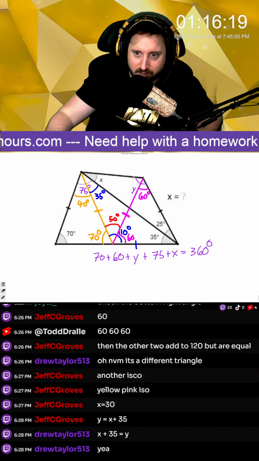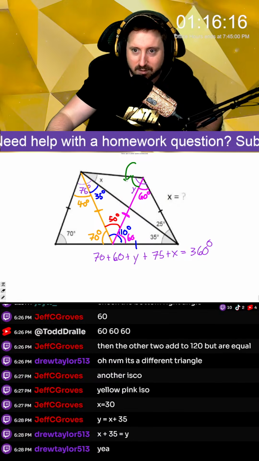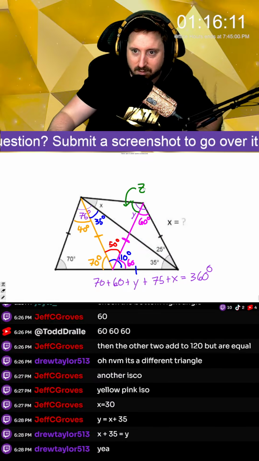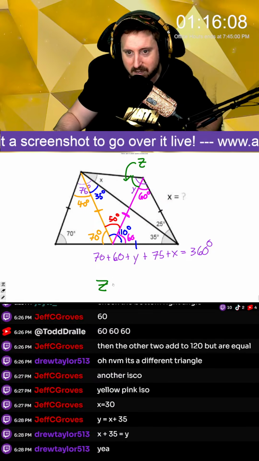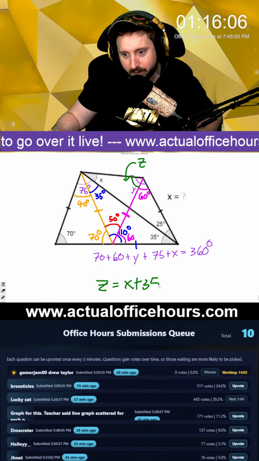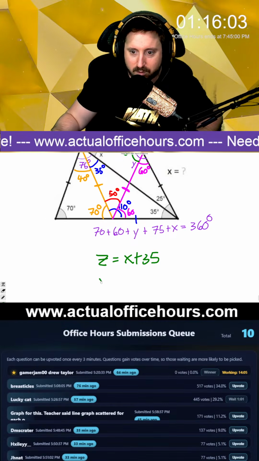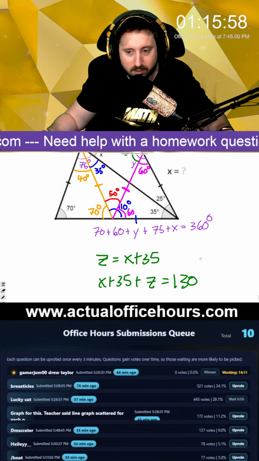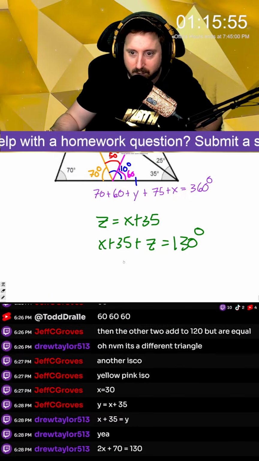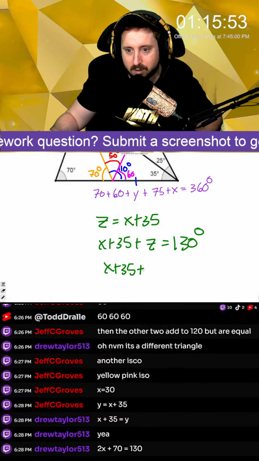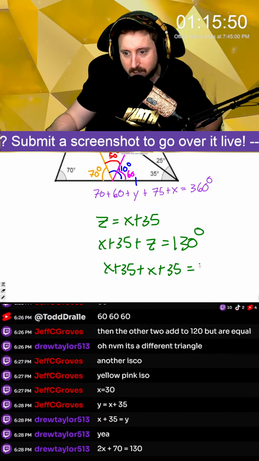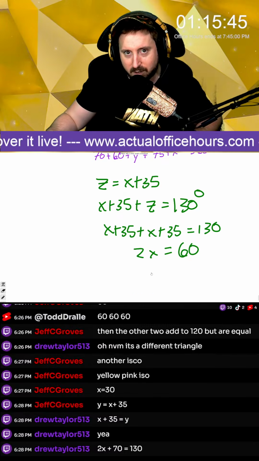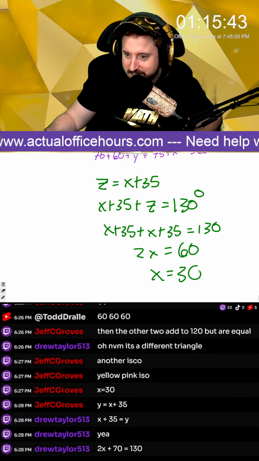This is different. I see. If we call that z, so yeah, let's call that Z. Okay. So Z is equal to X plus 35, but also X plus 35 plus Z has to equal 130. I think I got it. So X plus 35 plus X plus 35 equals 130. 2X is equal to 60. X equals 30 degrees. Yes!